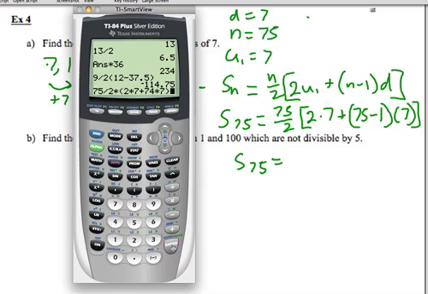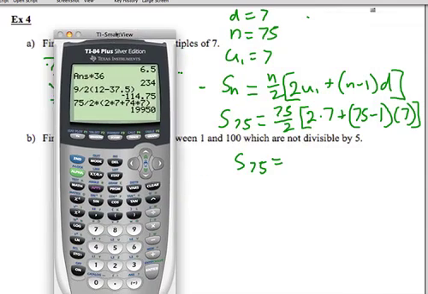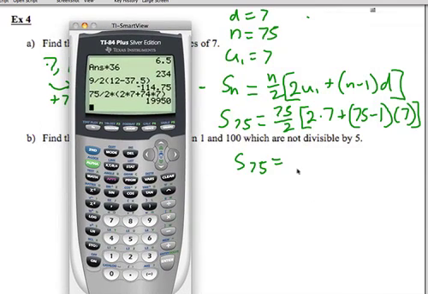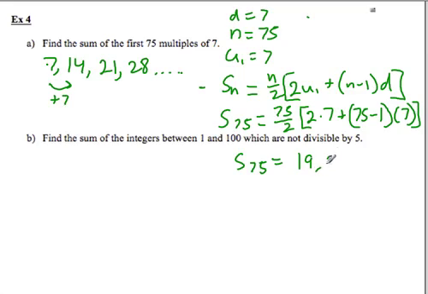That should all work out to 19,950. Okay, so that's the answer to part A. That's the sum of the first 75 multiples of 7. Now let me bring down part B here.